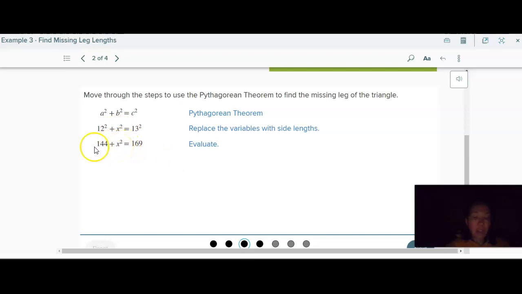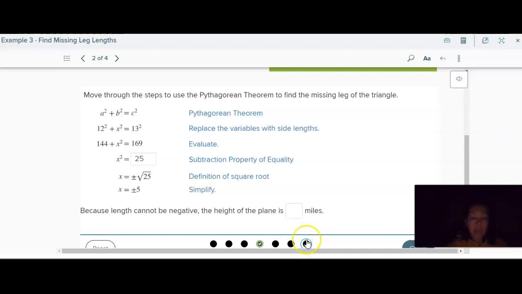Just like solving equations, we're going to subtract 144 from both sides. So you end up with x squared equals 25. Now, to solve for x, whenever you have x squared, we have to take the square root of both sides. When you square root both sides, remember there are two answers, positive and negative square root of 25. However, because we're talking about a length, we only want the positive square root. So the height of the plane is 5 miles.